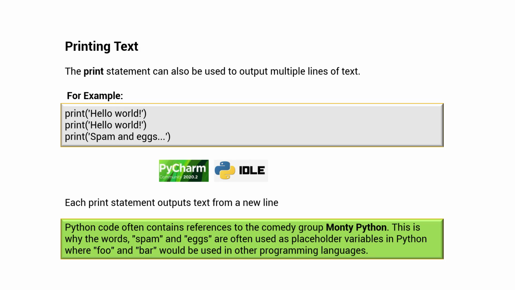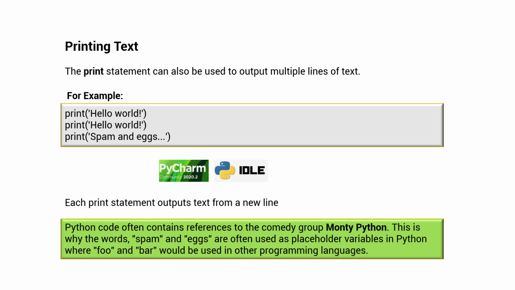Printing text. The print statement can also be used to output multiple lines of text. As we see, we can have 3 print statements following one another, and running the Python script will output 3 lines on the output screen. Each print statement outputs text on a new line.